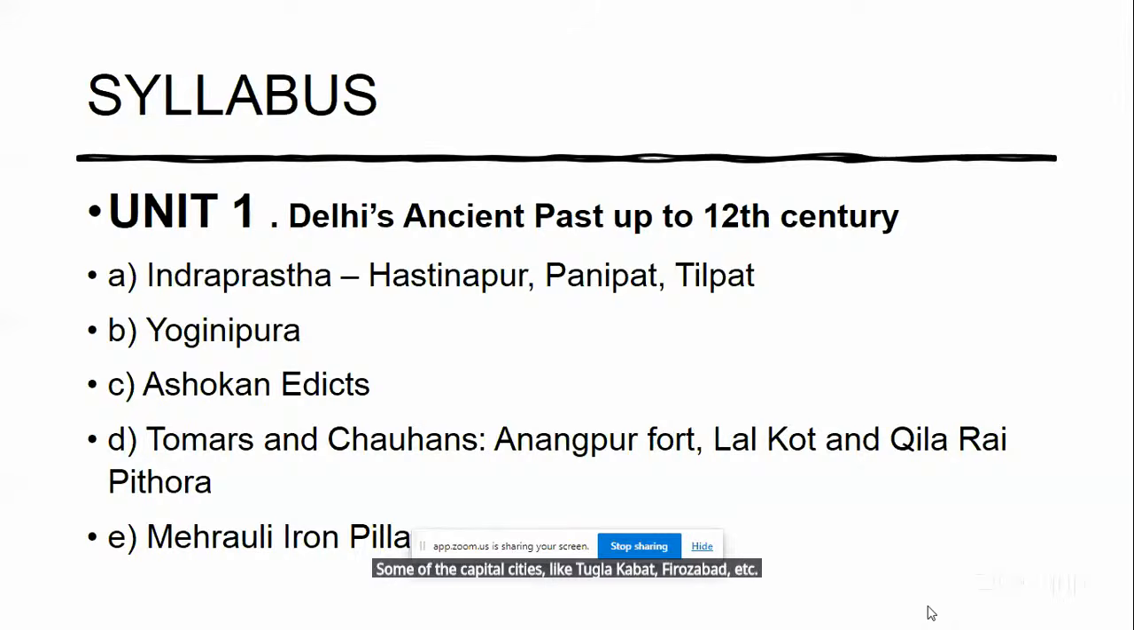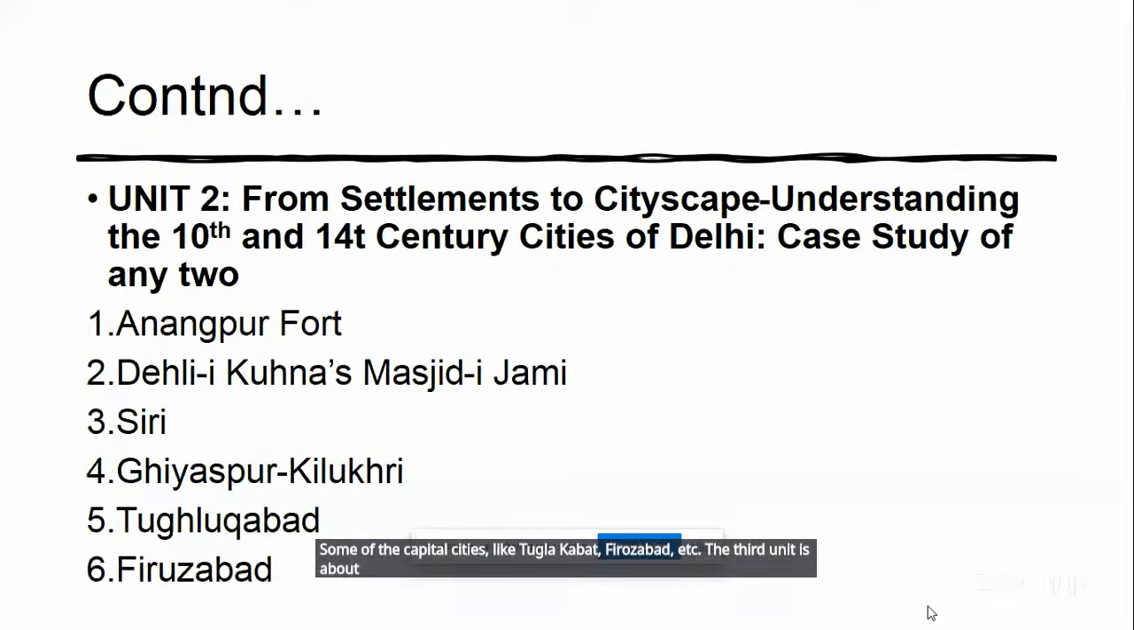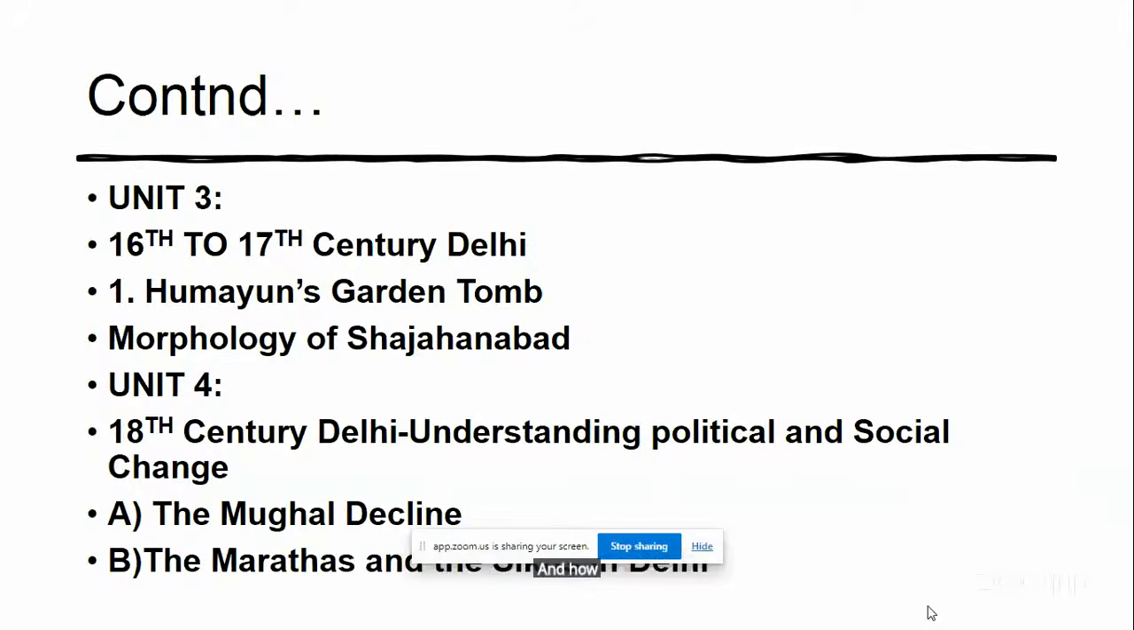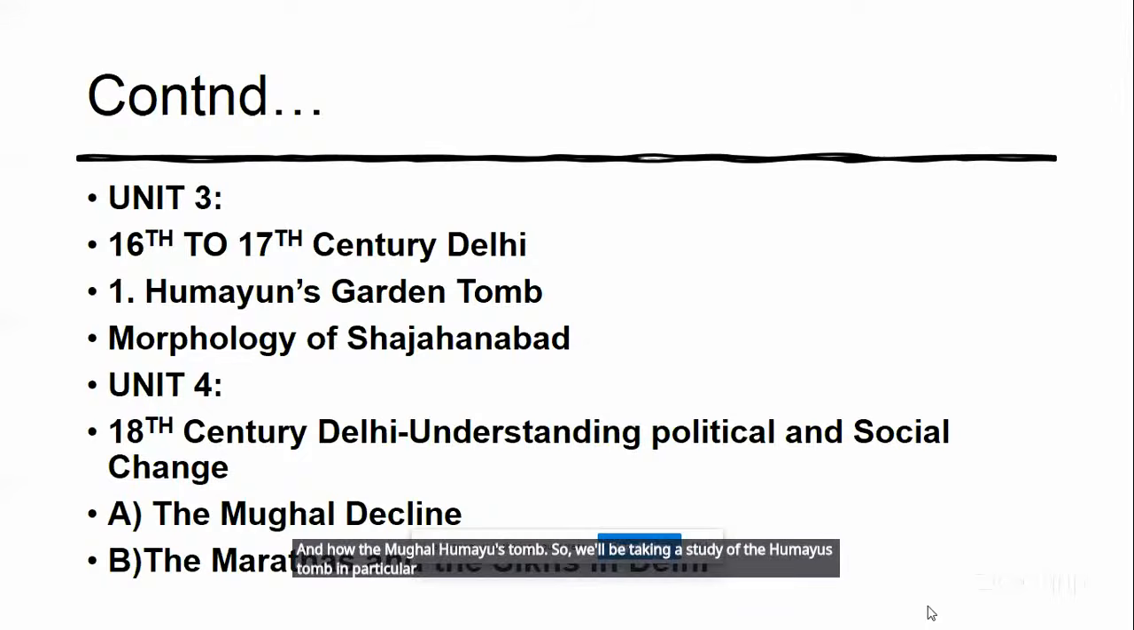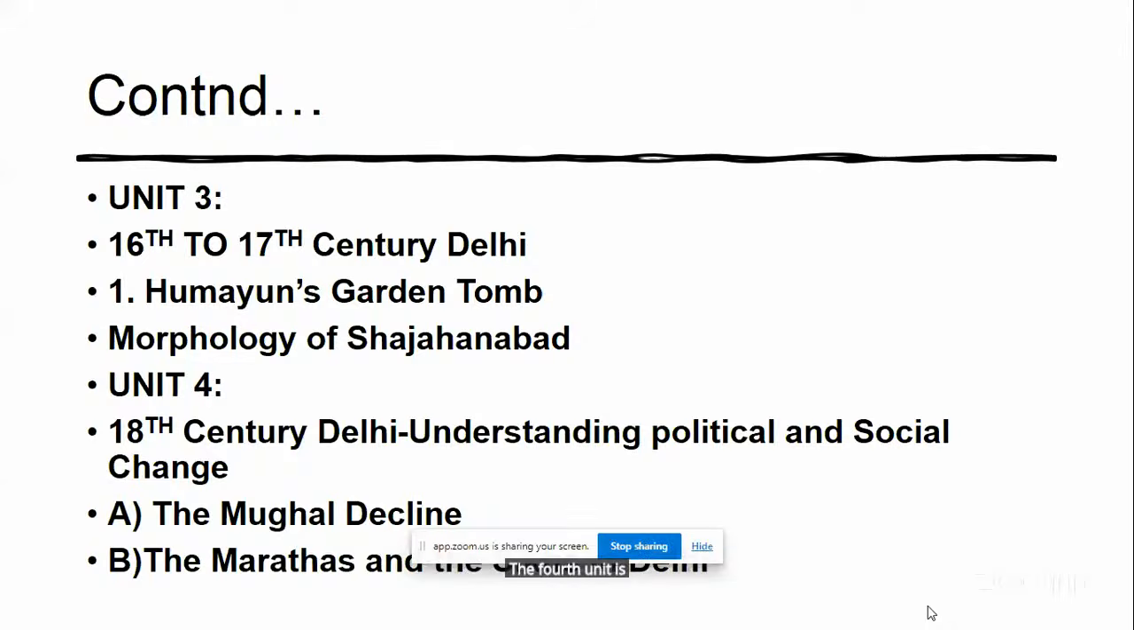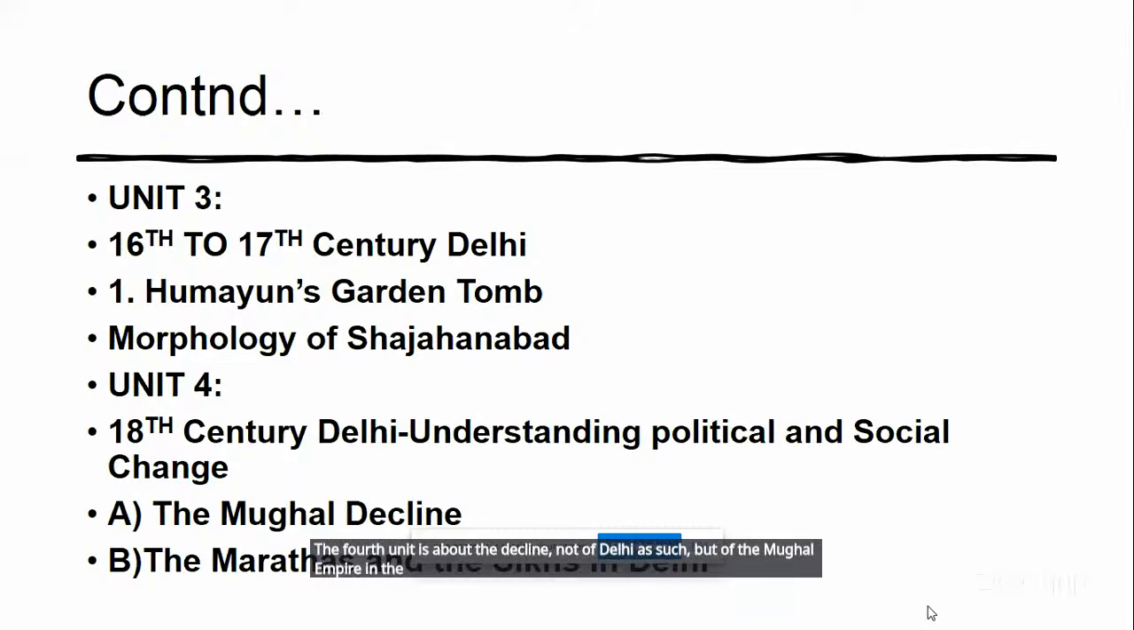The third unit is about the Mughals and Humayun's tomb. So we'll be taking a study of Humayun's tomb in particular and of Shahjahanabad and how it represented the changing social life of Delhi. The fourth unit is about the decline, not of Delhi as such, but of the Mughal Empire in the 18th century. In this, we'll also learn about the rise of the Marathas and the Sikhs.